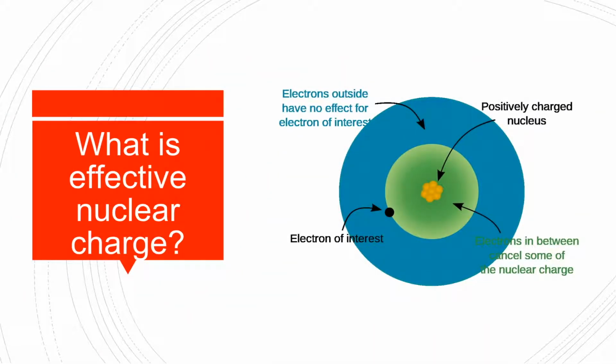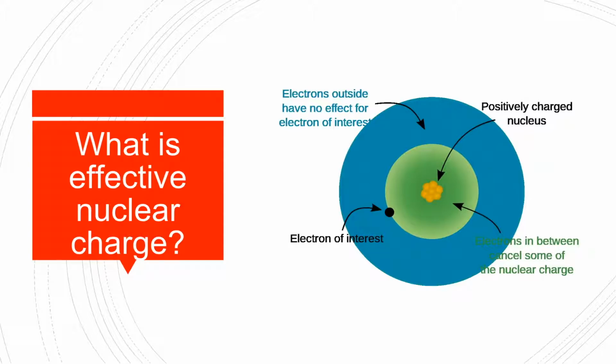So what is effective nuclear charge? Effective nuclear charge is the attractive positive charge of nuclear protons acting on valence electrons. The effective nuclear charge will always be less than the total number of protons due to the shielding effect. There's a way to calculate effective nuclear charge. It is Zeff equals Z minus S, where Zeff is effective nuclear charge, Z is the atomic number, and S is the screening constant.